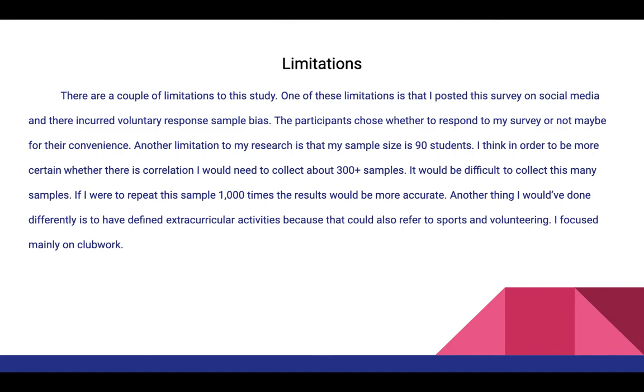I think in order to be more certain whether there is correlation, I would need to collect about 300 or more samples. And if I were to repeat this survey, I would want to get about a thousand samples for the results to be more accurate. And another thing I would have done differently is to have defined extracurricular activities, because that could mean a lot of things for different people, such as sports and volunteering, and I wanted to focus mainly on club work.